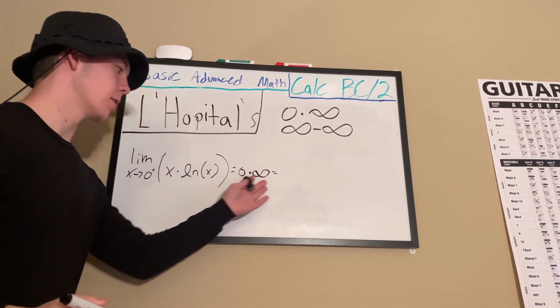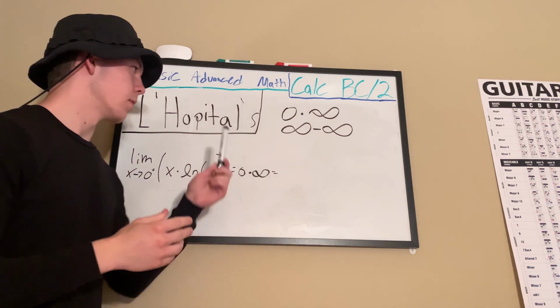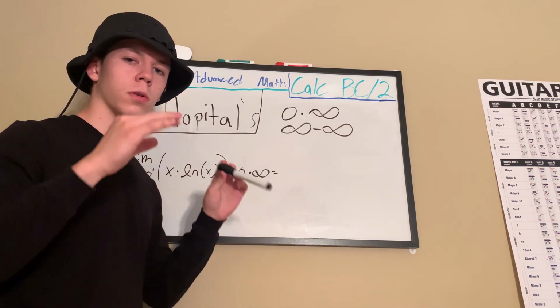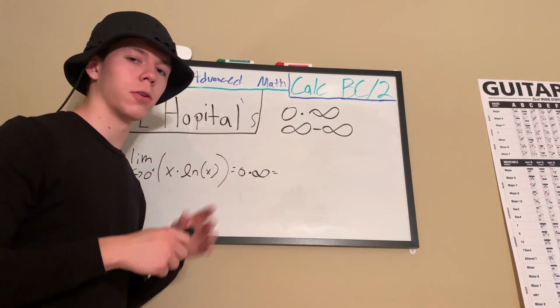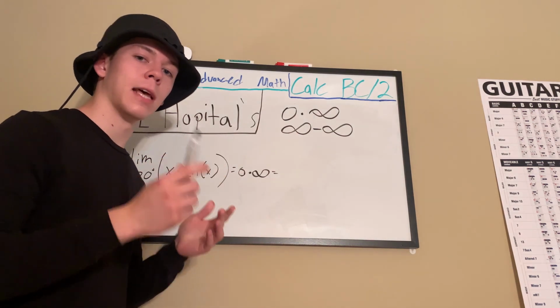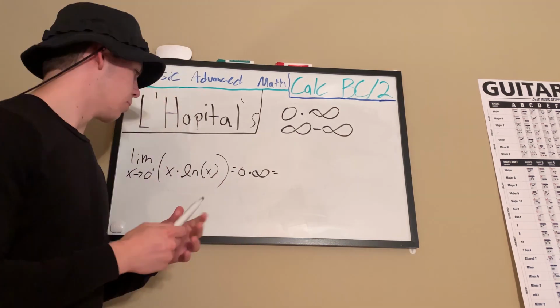That's our answer. That's what we get right here. We always want to try and get it into 0 over 0, infinity over infinity. That's the main goal. That's the only way you can use L'Hopital's rule. So we have to use algebra to get it into that form. What are we going to do?